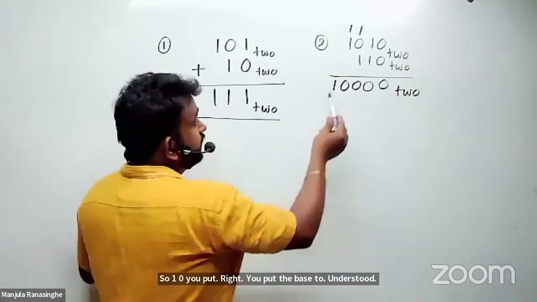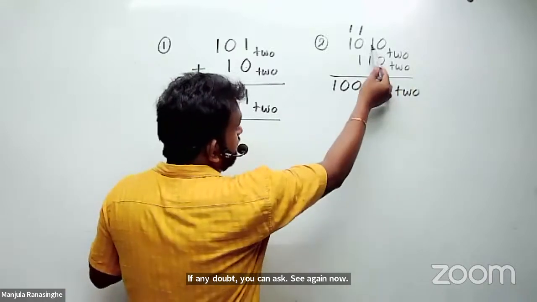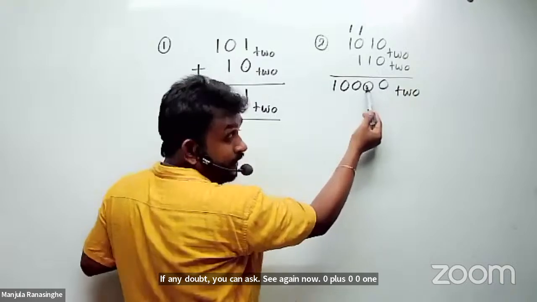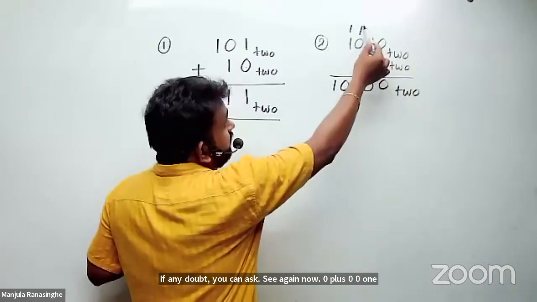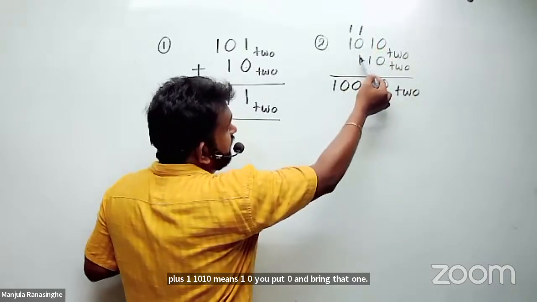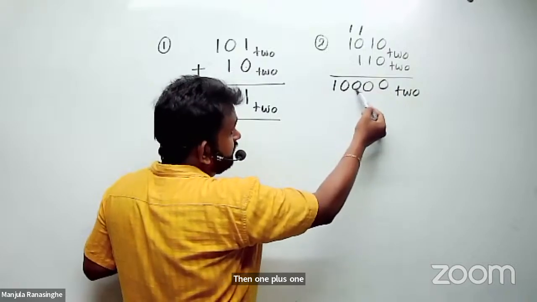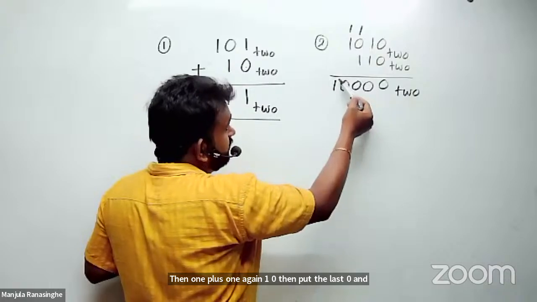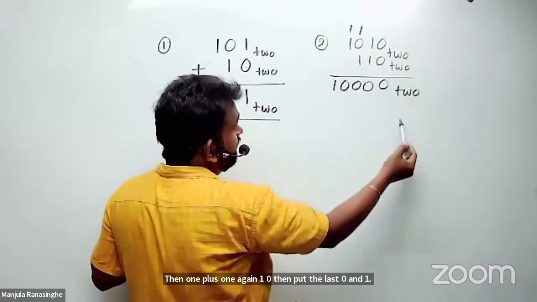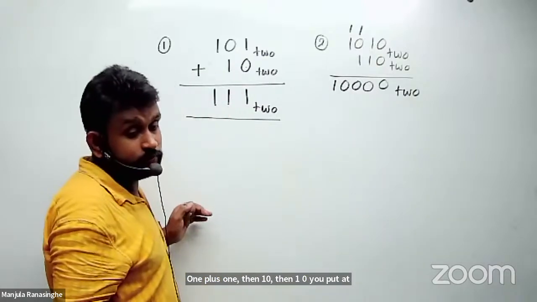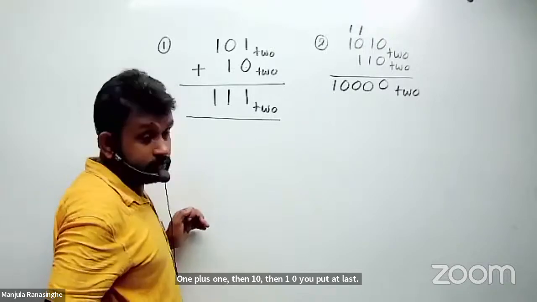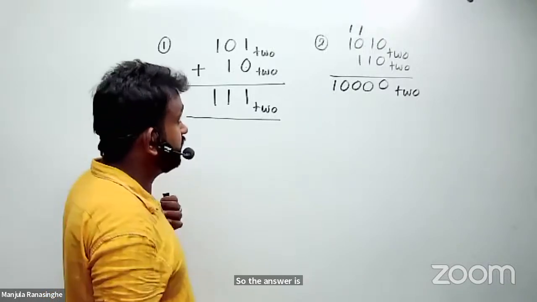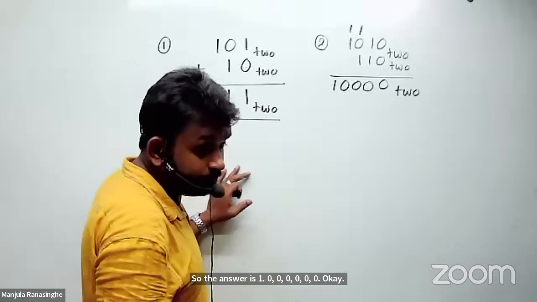See again now. 0 plus 0, 0. 1 plus 1, 10. 10 means 1, 0. You put 0 and bring that 1. Then 1 plus 1 again 1, 0. Then put the last 0 and 1 remaining. 1 plus 1, then 10. That means 1, 0. You put it at last. So the answer is 1, 0, 0, 0, 0. Okay, fine. That is the second example.